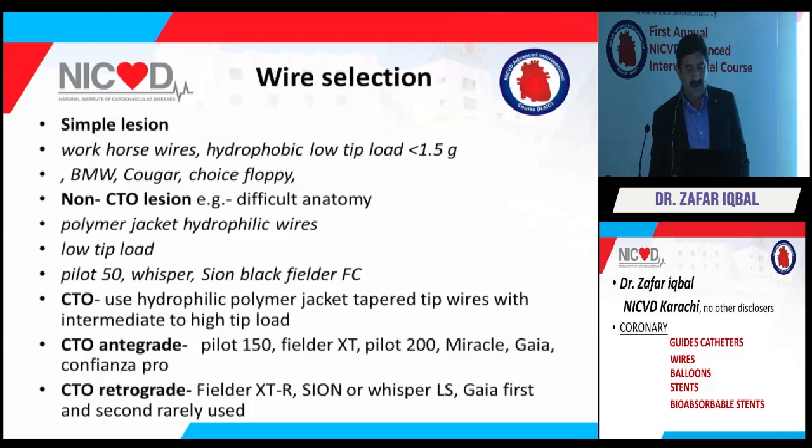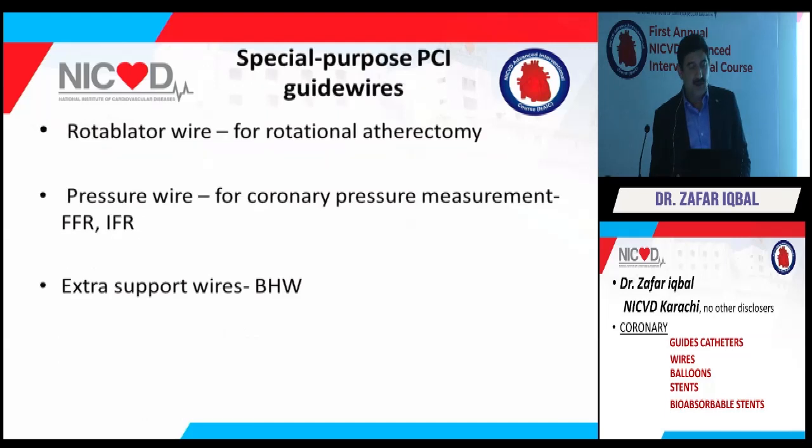For CTO antegrade, which is quite a tough job and quite a delicate job, there are specialized wires. For the CTO retrograde, Fielder XTR, Sion, and Whisper LS, and Gaia First and Second are used. But the Gaia First and Second are quite heavy wires. They are rarely used.